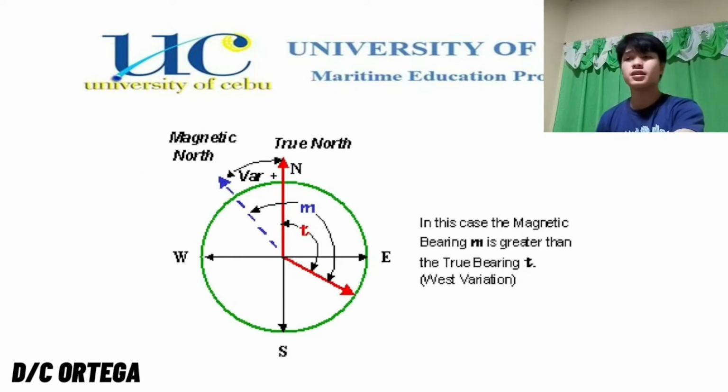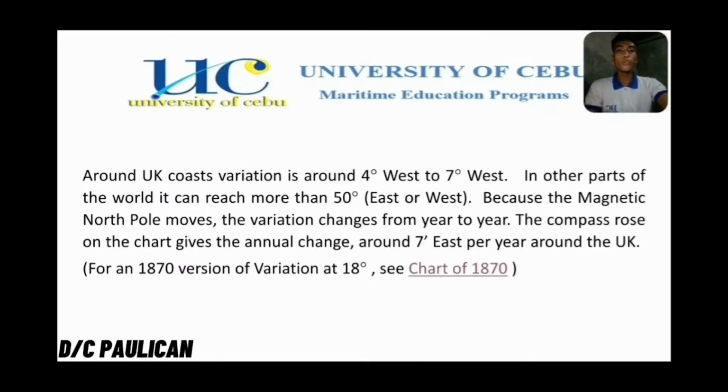We have this illustration, as we can see. In this case, we have the true north, the magnetic north, and the variation to the direction of the west. The magnetic bearing M is greater than the true bearing T, which is a west variation. Around the UK coast, variation is around 4 degrees west to 7 degrees west. In other parts of the world, it can reach more than 50 degrees east or west.